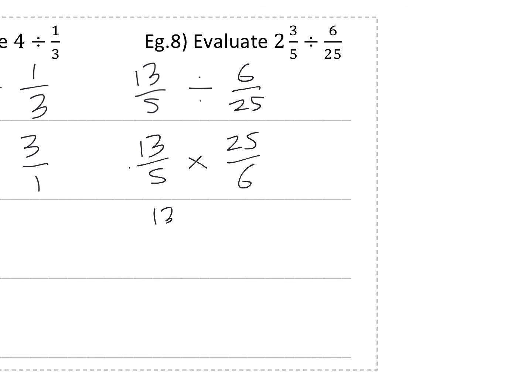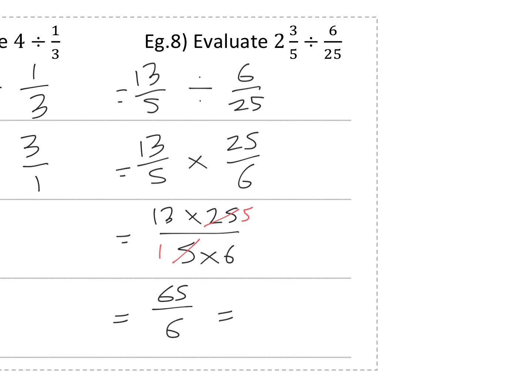For multiplying fractions, we multiply the numerators, and we multiply the denominators. Looks like quite a big calculation, so always look for your common factors in numerator and denominator. There's a common factor of 5, so divide the denominator by 5 and the numerator by 5. We end up with 13 multiplied by 5, which is 65, and 1 times 6, which is 6.